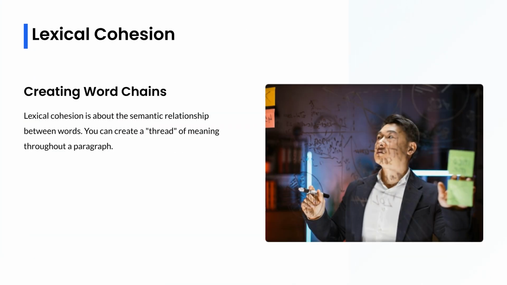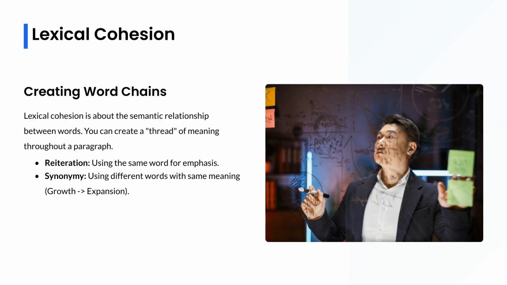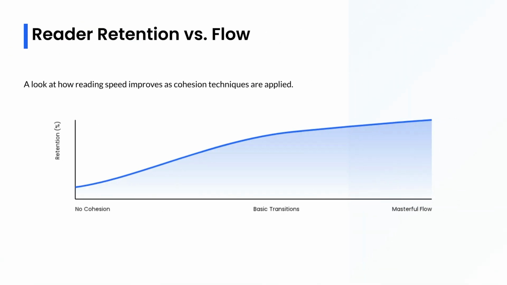Lexical cohesion creates semantic threads of meaning. This includes reiteration for emphasis, synonymy using different words with the same meaning, and hyponymy going from specific to general. As cohesion techniques are applied, reading speed and reader retention improve dramatically. The key takeaway is that high cohesion allows the brain to process information 40% faster.